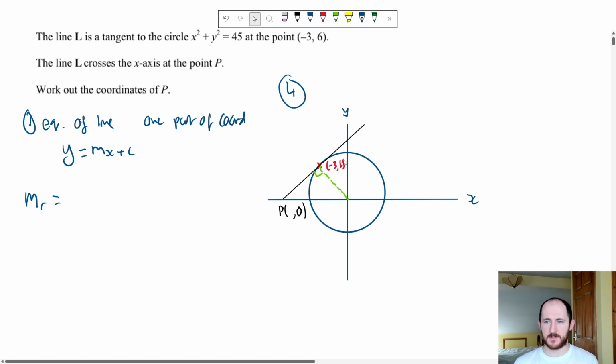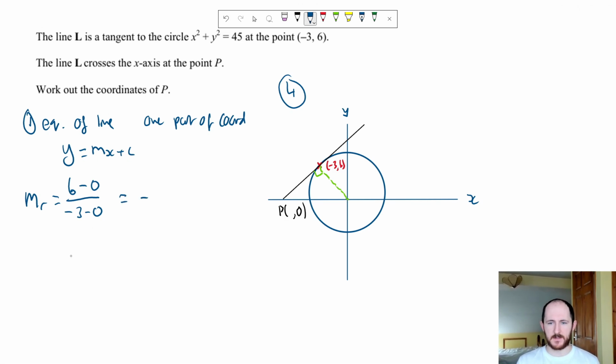So the difference in y is 6 minus 0, over -3 minus 0. The second coordinates are 0 because the circle is centred on the origin, so the centre of the circle is (0, 0). That gives me -2, which means the gradient of the tangent, which I'm going to call m_t, is the negative reciprocal.